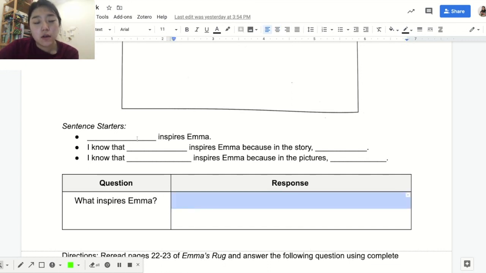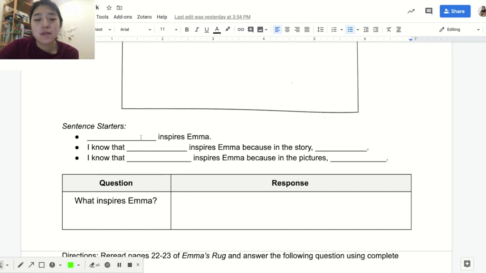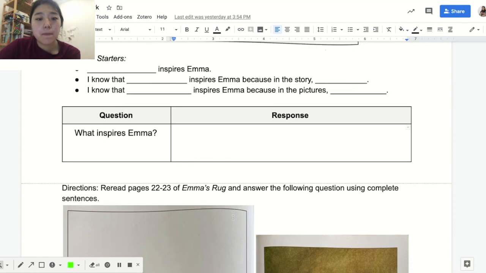So the question is, what inspires Emma? You can say whatever answer you think: blank inspires Emma, or I know that blank inspires Emma because in this story. That's answering the question and including evidence, which is great. I know that blank inspires Emma because in the pictures, right? Because we also have learned in 3rd grade that illustrations can show us a lot of detail about the text as well. So we can include that here.